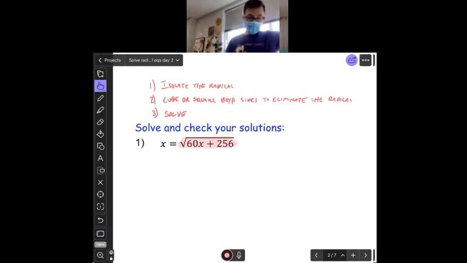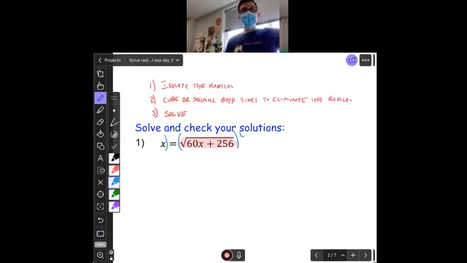Don't need to do step 1, so we're going to move to step 2, which is we're going to square both sides to get rid of that square root. Of course, we look at that left side, x squared just means x squared. We look at the right side, right? Why did we square? We squared to cancel the radical, so it's gone. So we're left with 60x plus 256. So step 1, didn't have to do it. Step 2 is done. Step 3, solving.